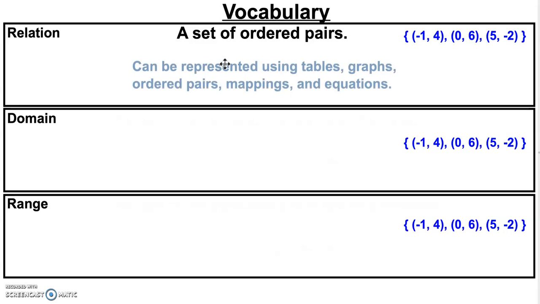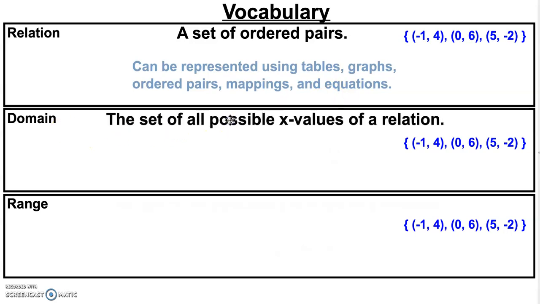So we can represent relations in many different ways using a table, a graph on the coordinate plane, ordered pairs, mappings, or equations. And we're going to see examples of these in a minute. The domain of a relation is the set of all possible x values. So in each of our points here, the set of all possible x values just come from the x values of each of those ordered pairs. So our domain is x equals -1, 0, or 5.